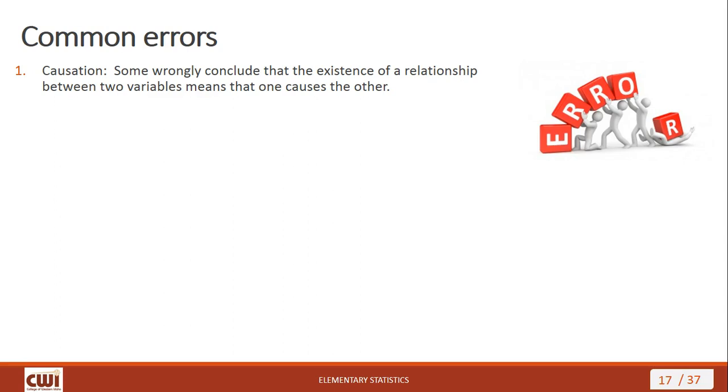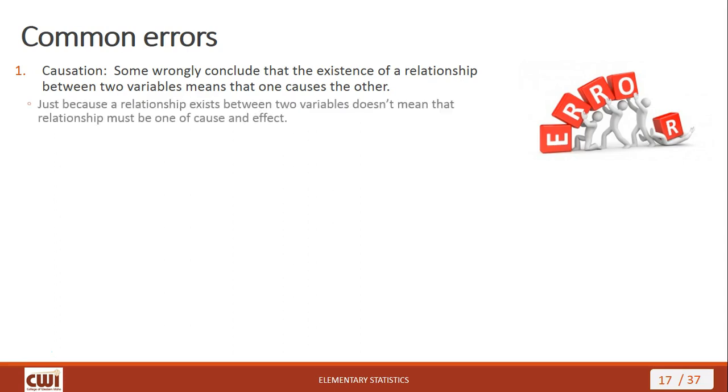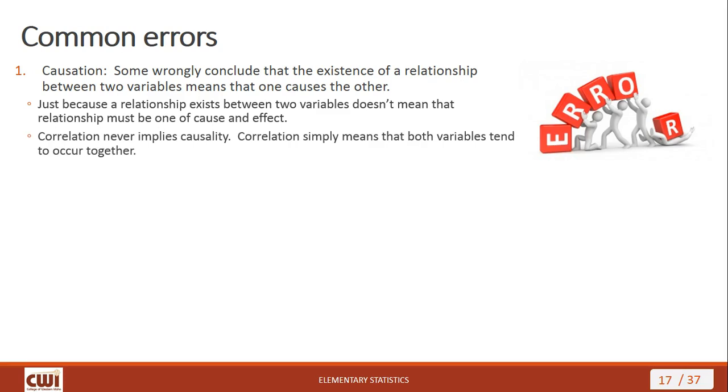Let's look at some common errors that are made when considering linear correlation. First we have the error of causation. There are some who wrongly conclude that just because you have a relationship between 2 variables, it means that one causes the other. I've said this before, I'll say it again, I never get tired of saying it: just because you have a relationship between 2 variables, it doesn't mean that relationship is one of cause and effect. Correlation never implies causality. Correlation simply means that both variables tend to occur together. There is a relationship there. It doesn't necessarily mean that it's one of cause and effect.